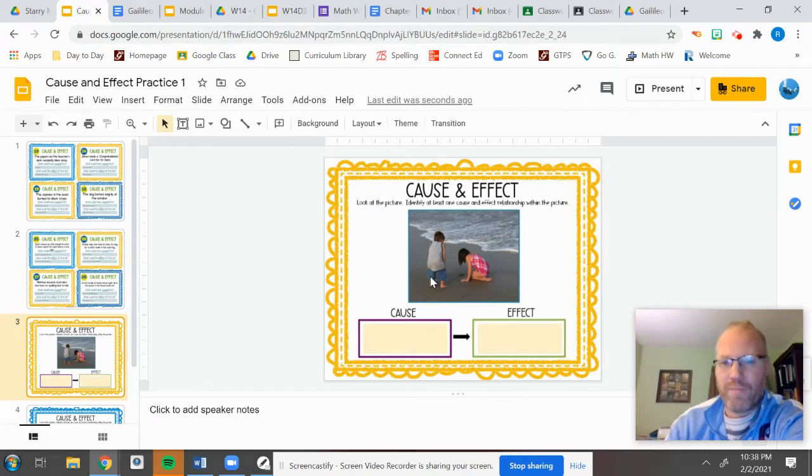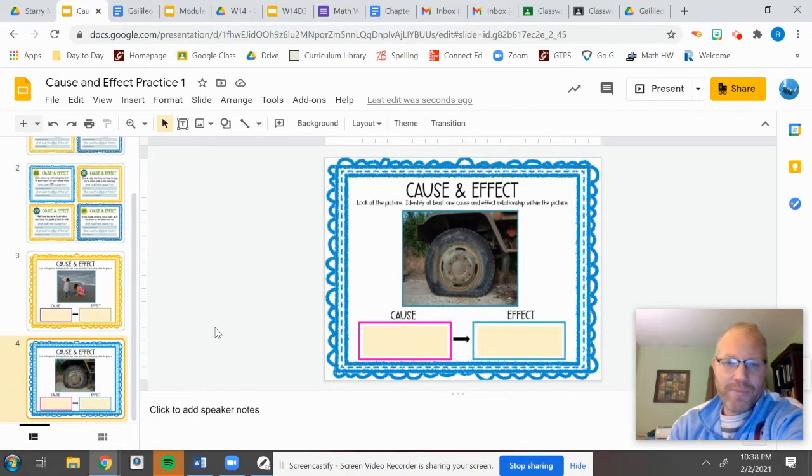So what's a cause that could be here? And what's an effect that could be here? So think of something that's a cause. I'll give you my thought. They were focused on the sand. The effect, they got hit by the wave. So the cause, they were focused on the sand, so they got hit by a wave.